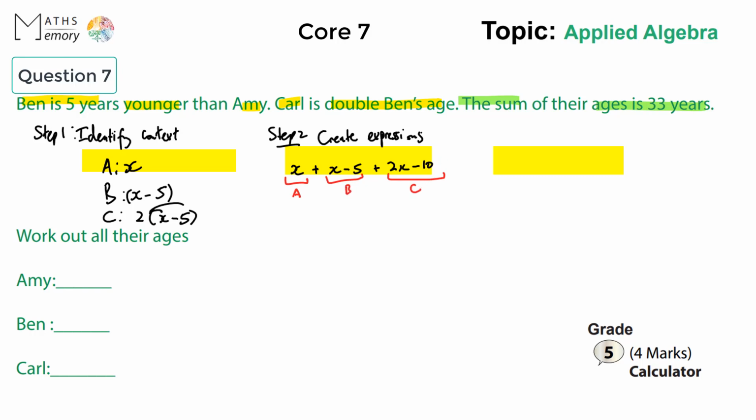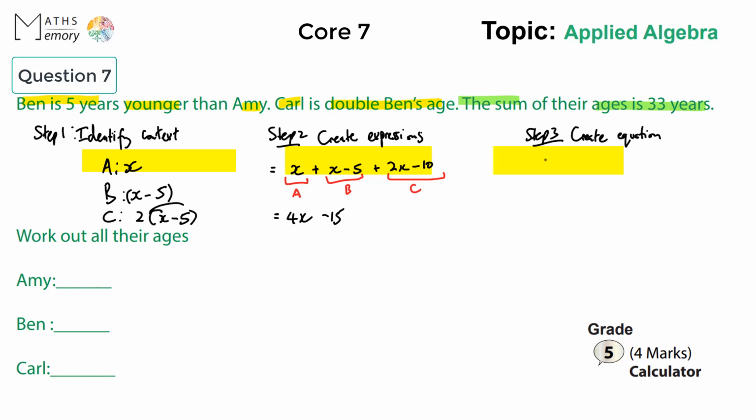Now the third step is to create an equation. An equation simply is an expression with an equal sign after that. So let's go one step further, in fact, and let's simplify this. We forgot to do that. How many x's do we have? We have 1x plus 1x plus 2x, so 4x. And the numbers: minus 5 minus 10 is minus 15. So that's your expression, 4x minus 15.